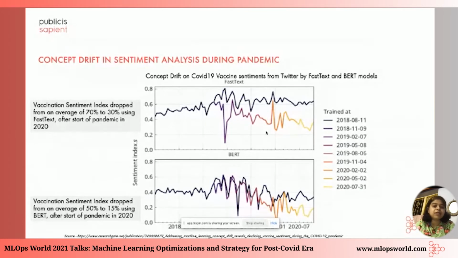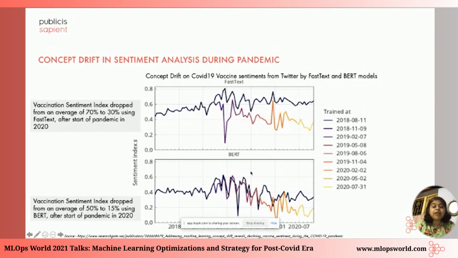Not only have you seen this in continuous data or discrete data, but also in textual data, like sentiment analysis. As you see in these two diagrams, the FastText detector as well as the BERT model, which has been trained with 2018's data, started to drift around 2019. Slowly, the slow drift has started. Now, it has picked up during the pandemic times. Say 2020, February, the dip is significant. The dip in performance has been significant in both the models.